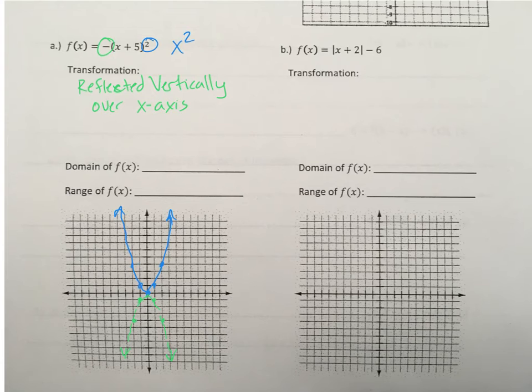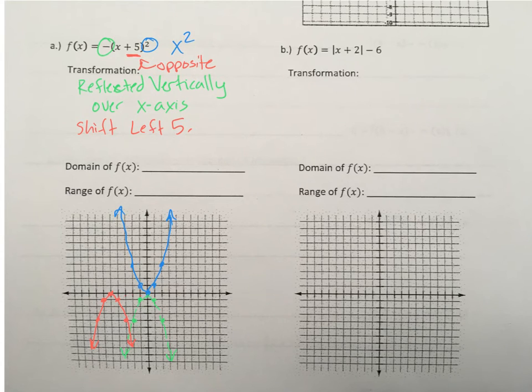And then the second thing that's going to happen is inside opposite. So I see plus, so that's going to be shift left 5. Now I'm going to shift my green one left 5. So 1, 2, 3, 4, 5. So now the red is my final answer.